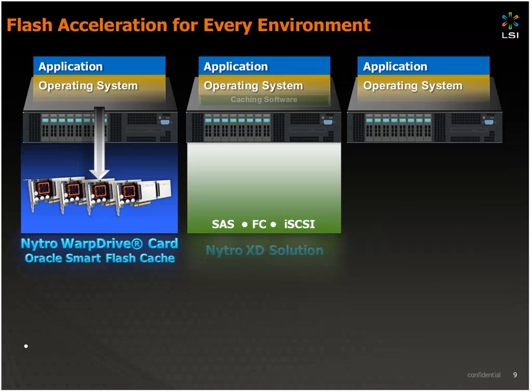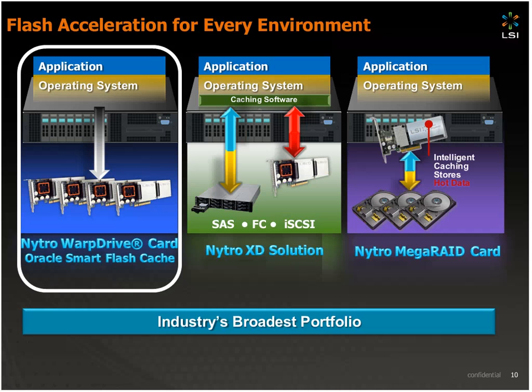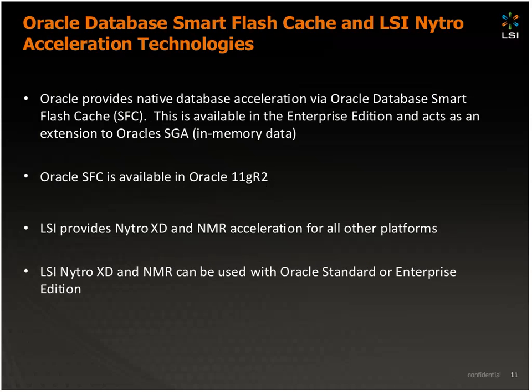So we have 3 different methods that we can enhance Oracle performance. The first is implementing our Nitro drive with Oracle Smart Flash Cache. An Oracle Database Smart Flash Cache is acceleration code built into the Oracle Enterprise Edition. It is an extension to the Oracle buffer area in the SGA. Oracle Smart Flash Cache is available only in 11g R2.